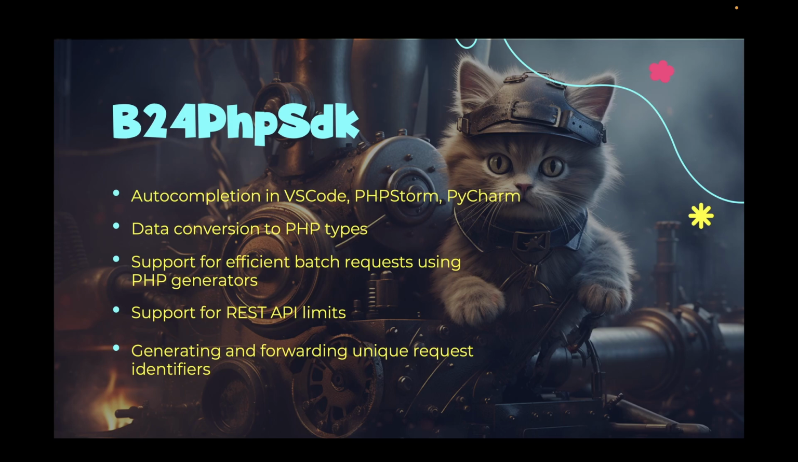Secondly, the conversion of REST API data types to corresponding PHP data types. This protects against errors and allows for more efficient use of the language's features. Support for the batch method to retrieve large amounts of data with efficient memory usage. Support for REST API limits. Passing a unique identifier for each request to Bitrix24 to simplify debugging of application interactions and the Bitrix24 event queue, and much more.